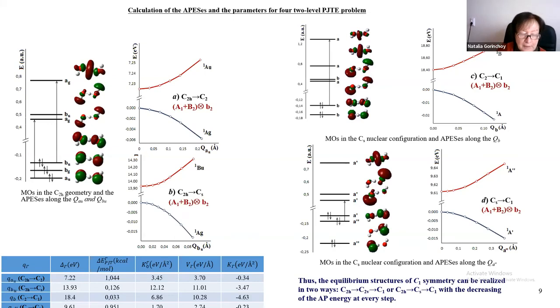Having determined the excited states which are active in the pseudo-Jahn-Teller effect and having calculated the corresponding cuts of the adiabatic potential surfaces, one can obtain the analytical dependence of the energy on the corresponding distortion by applying the fitting techniques discussed above. And thus, the equilibrium structure of C1 symmetry can be realized in two ways. C2h transforms into C2v and then to the equilibrium structure, or C2h transforms into the Cs configuration and then into the equilibrium nuclear configuration of this anion.